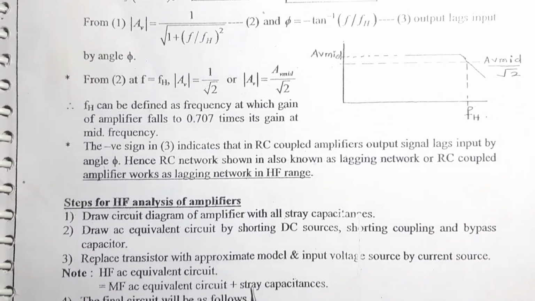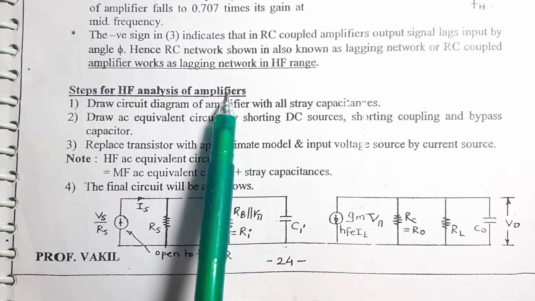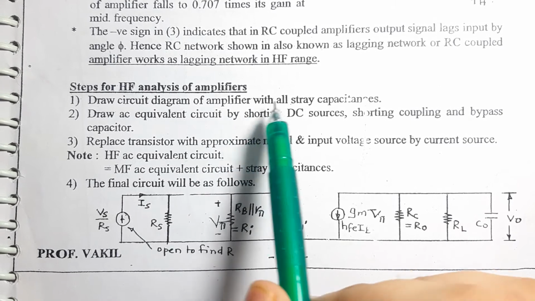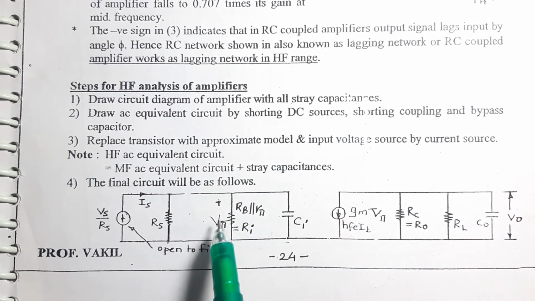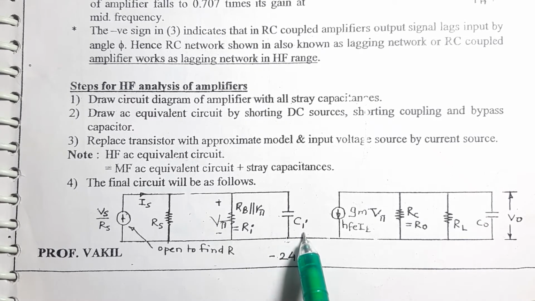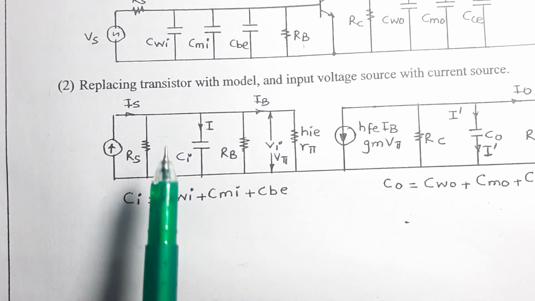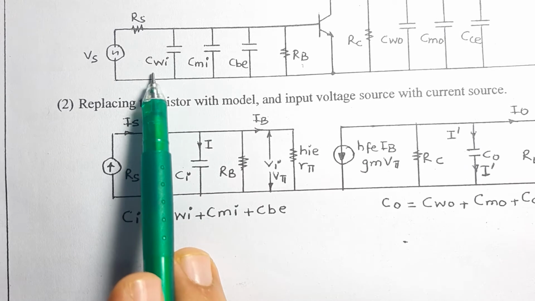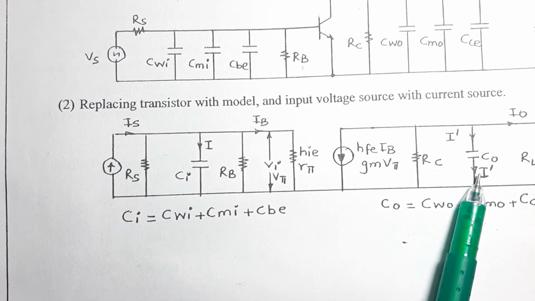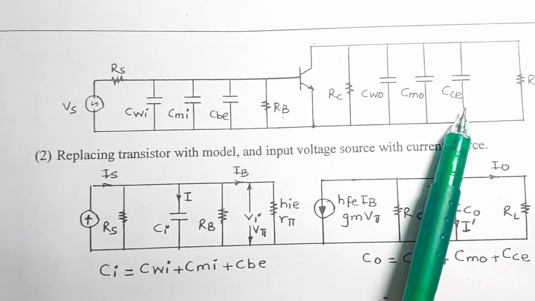Now, steps for your HF analysis of amplifiers. First of all, we need to draw the circuit diagram of your amplifier with all the stray capacitances. So the diagram would be somewhat looking like this. We had Ci, which was a representation of all the capacitances which we had seen earlier. Just to give you a gist, this Ci was represented as an addition of CWi, CMi and CBE. Similarly, the Co present over here was represented as an addition of CWo, CMo and CCE.